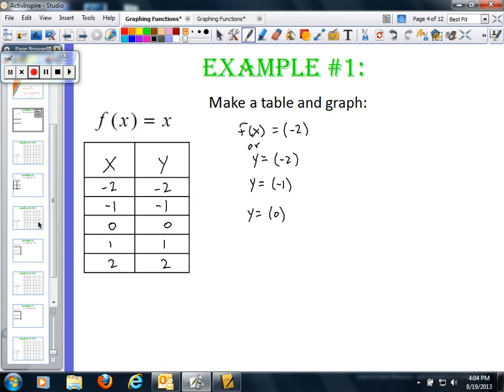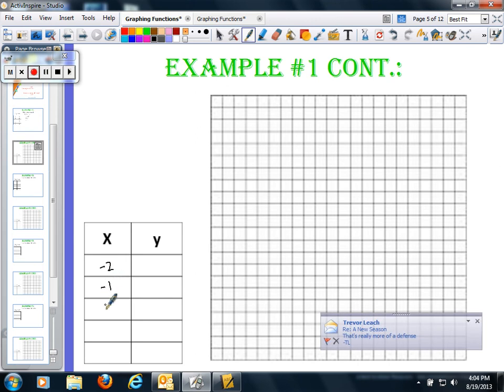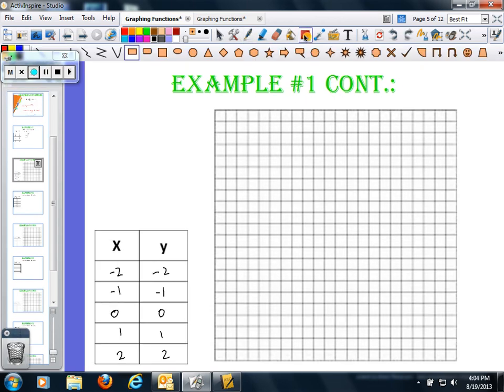So now I'm going to go to the next slide, which is, oh, I went actually too far, right here, and I'm just going to rewrite this in. Hopefully you already have this, because you should have it filled out from the last slide. I'm just going to refill it out so you have this information in front of you. -2, -1, 0, 1, and 2. And now we have a blank coordinate plane. So I'm going to go ahead and put in my coordinate plane.